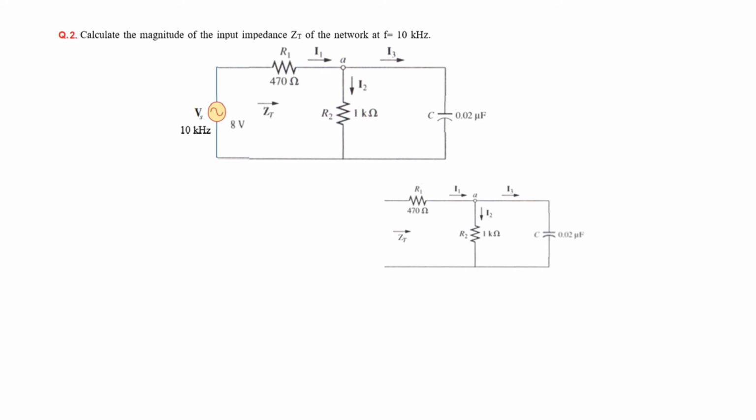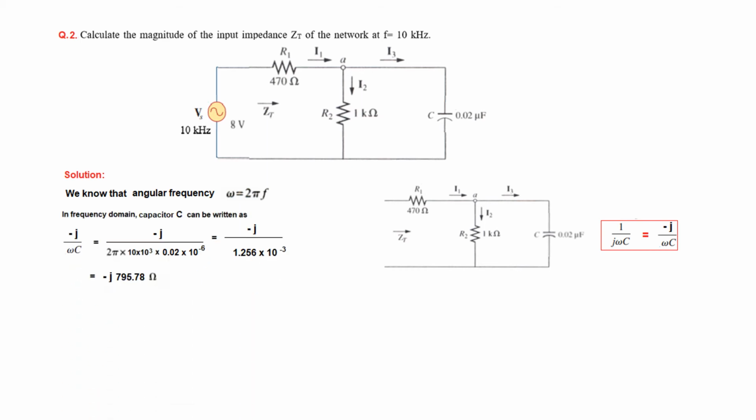So let's do another one. The same circuit, but the inductor has been replaced by a capacitor. So we'll exactly follow the same technique. For the inductor it was j omega L, with omega 2 pi F. Here we'll use minus j over omega C. So we calculate minus j over omega C.